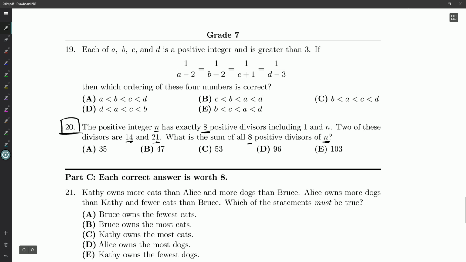So, we know that 14 divides n, and 21 divides n, but if a number divides 14, then it's got to divide n as well. Now, when we're talking about divisors, we definitely know that 1 and n are divisors, right? We don't quite know what n is, so we'll leave it off for a moment. We know 14 is a divisor, so is 21. But anything that divides them must also be a divisor of n.